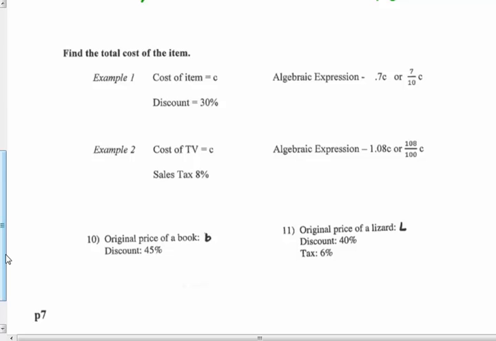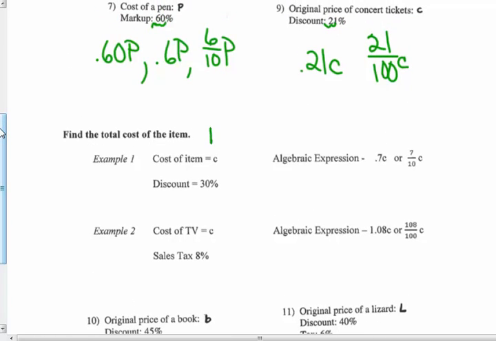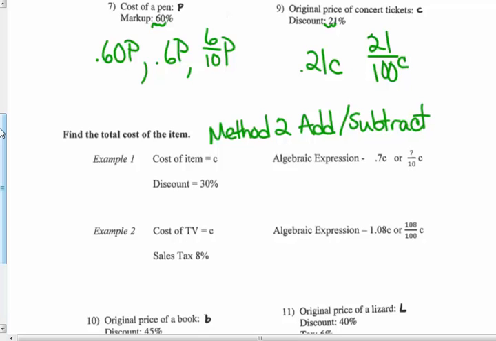Find the total cost. Now that's different. This is method 2, where I'm going to find the total cost. So I'm going to add or subtract. Add if it's tax, add if it's tip, subtract if it's discount, subtract if it's a markdown, for instance, subtract if it's a decrease, add if it's an increase. So I'm going to add or subtract from the 100% to start with.